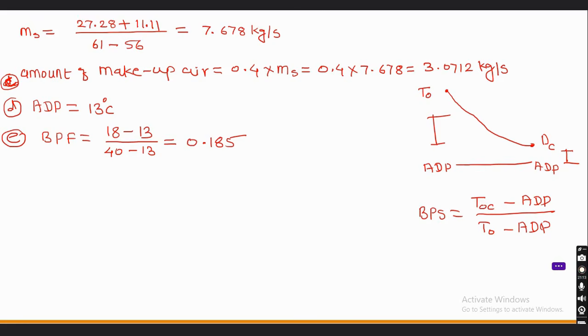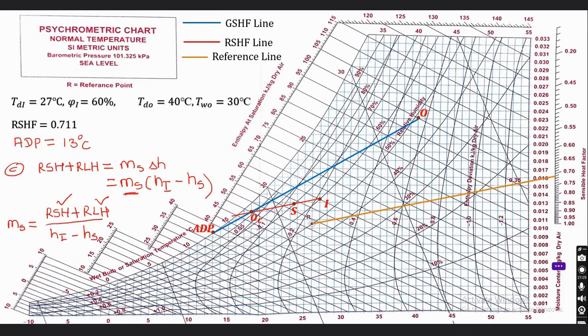the condition of air entering the auditorium, and room sensible heat factor. Along with this we can find out the grand sensible heat factor also. Okay, so this way we can solve the problem.